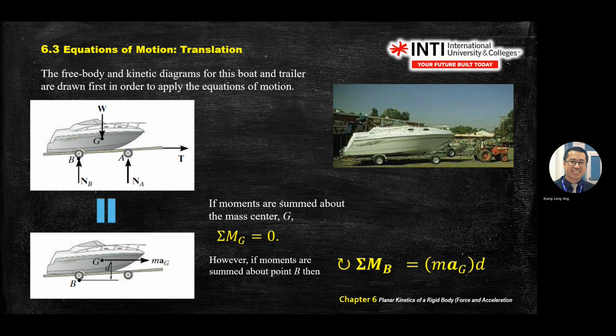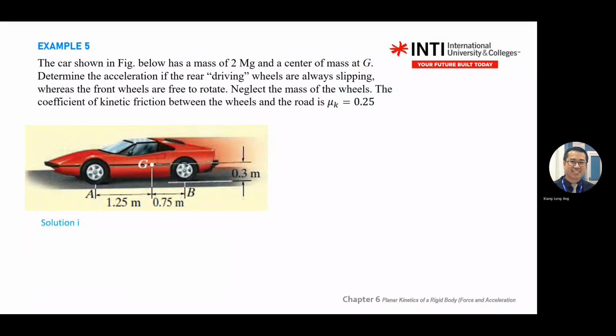Right. We go through this example and then we call it a day. You look at the diagram, you know this is a chapter 6 question. You look at the question, you see the G point. So you are given A and B points with the distance. You are given the mass and determine the acceleration if the rear driving wheels are always slipping, where the front wheels are free to rotate. Ignore the mass of the wheel, and the coefficient of friction between wheels and road is given.